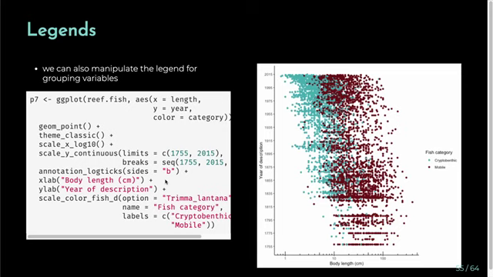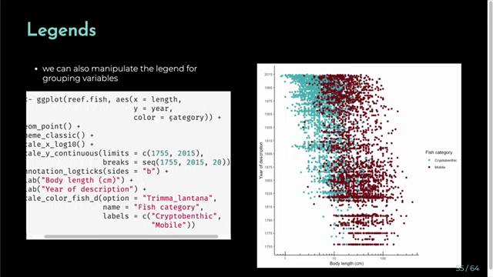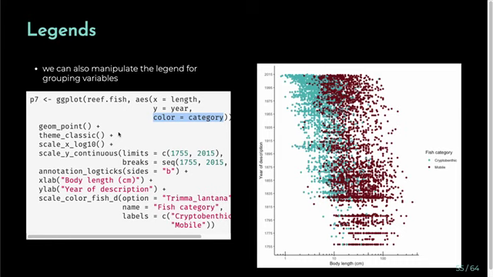Okay, and then we can also work with, if we have different color groupings, for example, the legend that automatically appears on the side right here. So in this case, exact same plot, but I've added color equals category to this. So now the points are colored by the category, whether they're cryptobenthic or mobile.